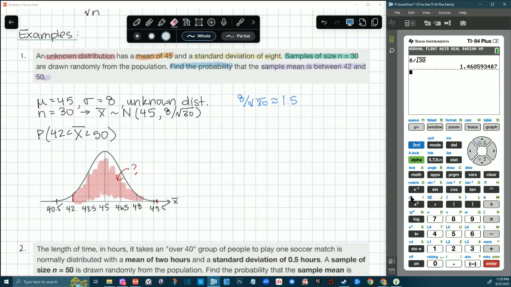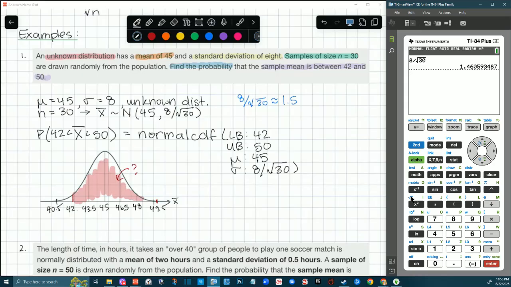So to do this, we're going to call normal CDF. When I have boundary values and I want a probability, that's normal CDF. It's going to ask me for lower bound, upper bound, mean, and standard deviation. So my lower bound is 42 and my upper bound is 50 for the shaded area. My mean is 45 and my standard deviation is 8 divided by the square root of 30. So we're going to go ahead and plug that into our calculator. Second, bars, normal CDF.